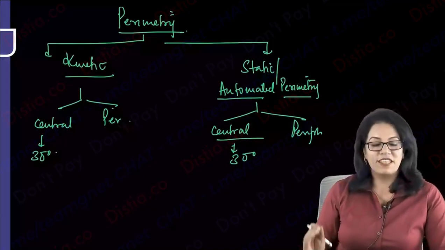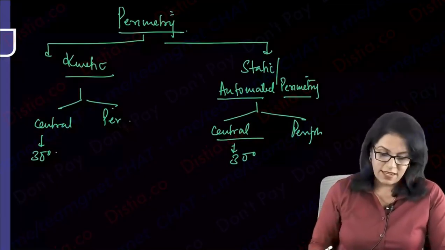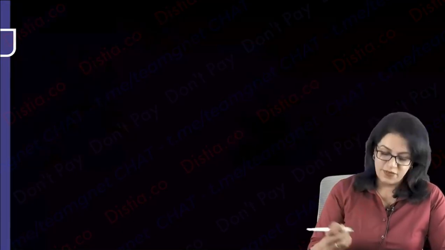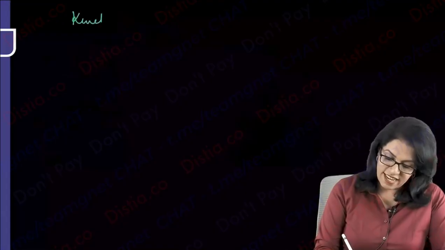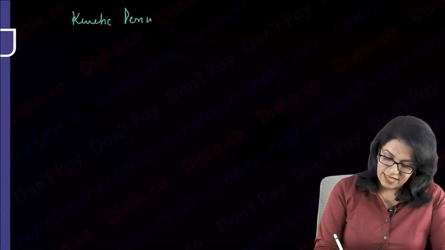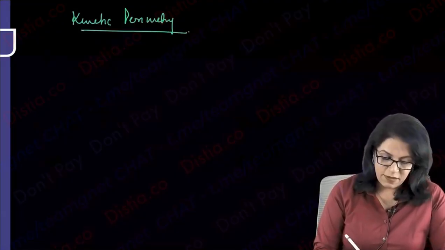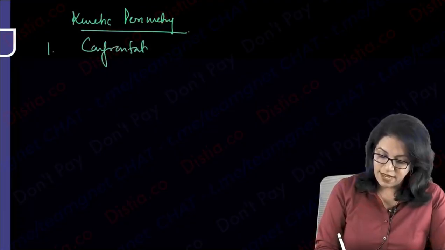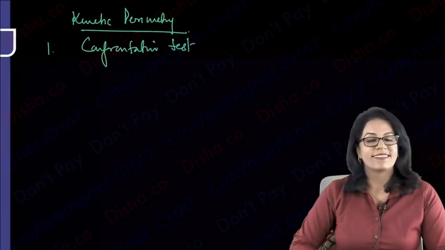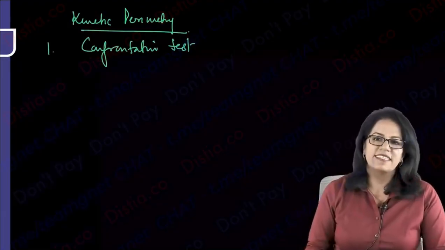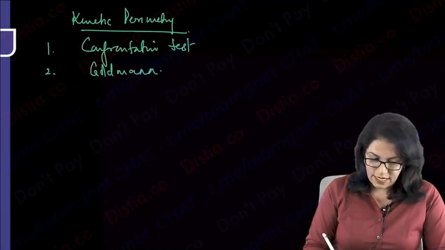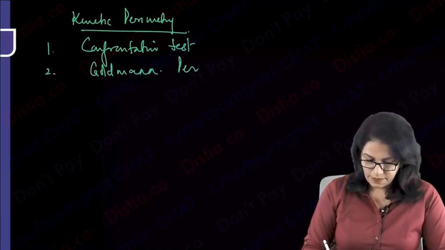Now coming one by one, let's describe kinetic. Central and peripheral is one way of saying it. What are the methods of doing a kinetic perimetry? Kinetic perimetry can be done, number one, by the confrontation test to have a quick idea if there is any problem. Let's list it out, then we will take one by one. And of course, the second, very important, is your Goldmann perimetry.